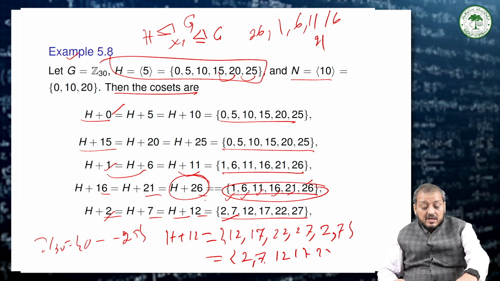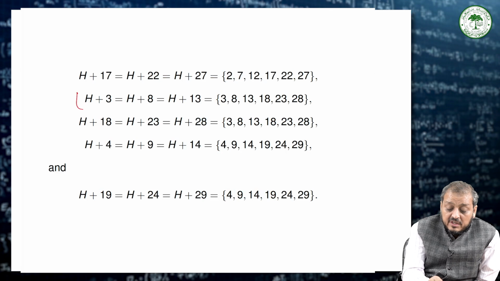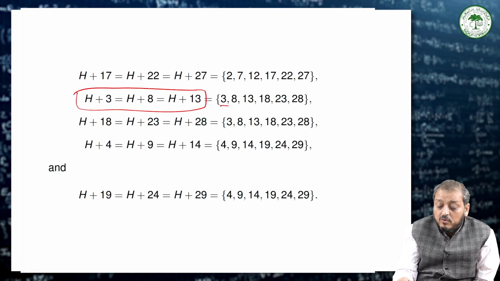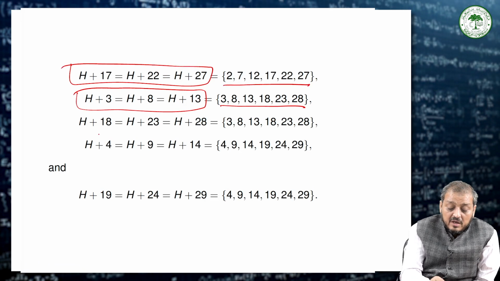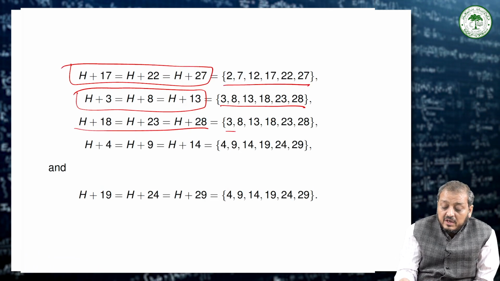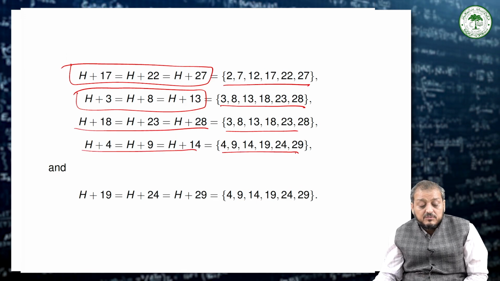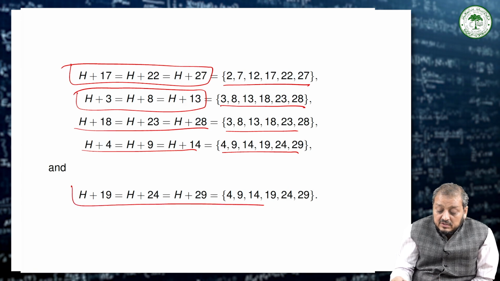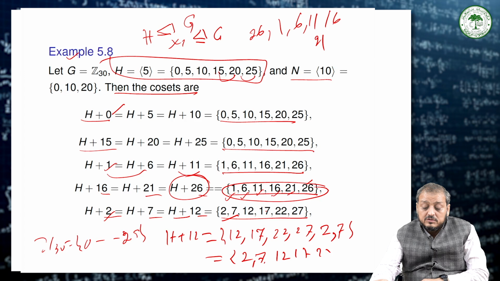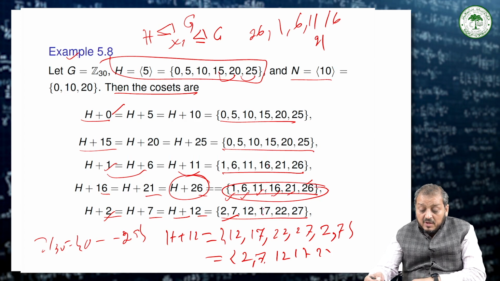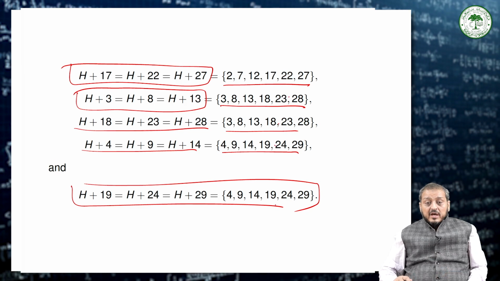There is another missing term, which is 3, so we take 3, 8 and 13, which give the same coset. Similarly 17, 32, 27 give the same coset, and 18, 23, 28 give the same coset, and 4 and 14 also give the same set. And finally, this is our total cosets. If you see, we have a total number of cosets: 1, 2, 3, 4, 5, 6, 7, 8, 9, 10 total cosets for this H by N.